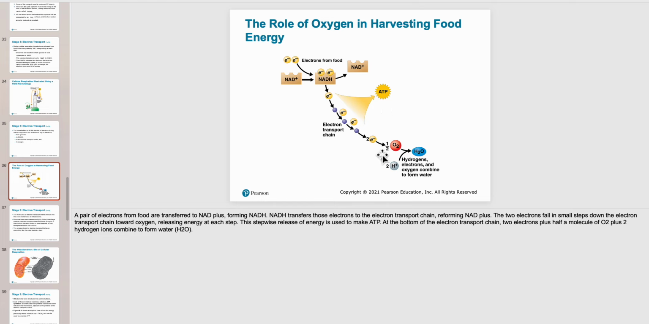But then we have 1 electron left over, that final electron. And on a test, the magic test question is, who is the final electron acceptor? And the final electron acceptor is oxygen.